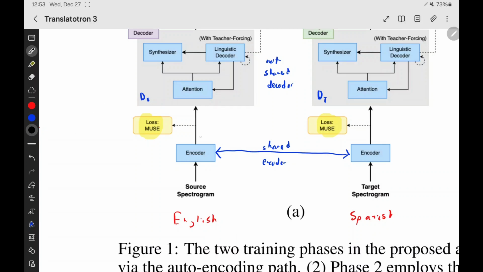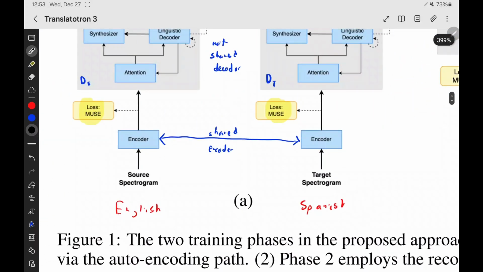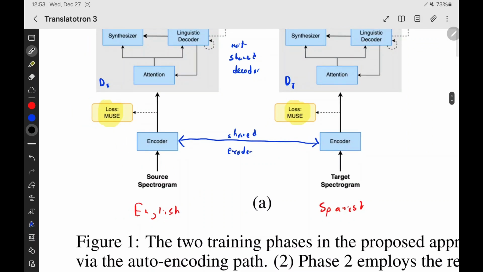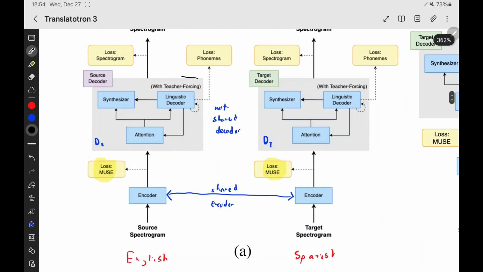I'm guessing, or they mention that the encoder may weigh one language over the other, but Muse forces it to not do that. So if you add this loss here, it doesn't lean toward one language over the other to optimize this. But yeah, it feels like a weird way of doing that. So that's the encoder. Now the decoder stays the same.